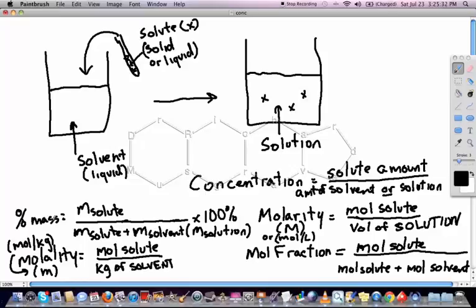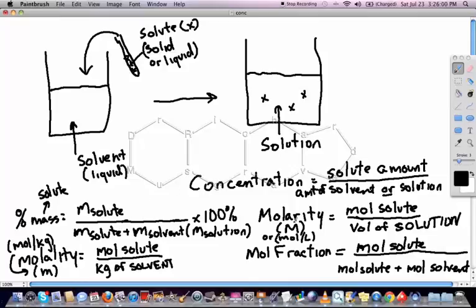And the first one is percent of mass, and percent mass is always about the percent mass of solute, and it's the mass of solute divided by the mass of solute plus the mass of solvent. Another way of saying that is it's the mass of solute divided by the mass of the entire solution. And you multiply that by 100% and you'll get the percent of mass. But again, it's always percent mass of solute. I'll write that in there as well. It's very important. That way you won't get confused and think it means percent mass of solvent.